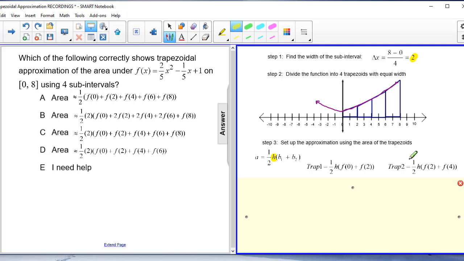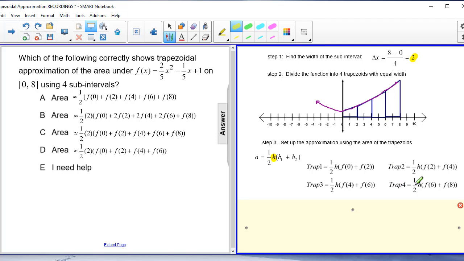The second trapezoid also has an area of 1/2 times the height. The first parallel leg starting at 2 will have a vertical length of f(2), and the second leg will have a vertical length of f(4). Moving on to our third trapezoid, the area still is going to be 1/2 times the height times the sum of the bases, but this one, the first parallel leg has vertical length f(4), and the second leg is f(6) from the x-axis up to the curve.